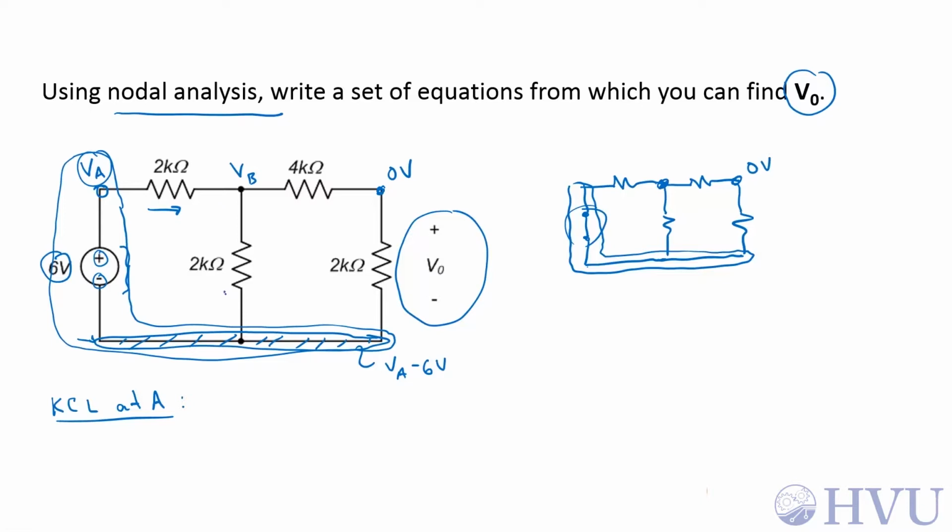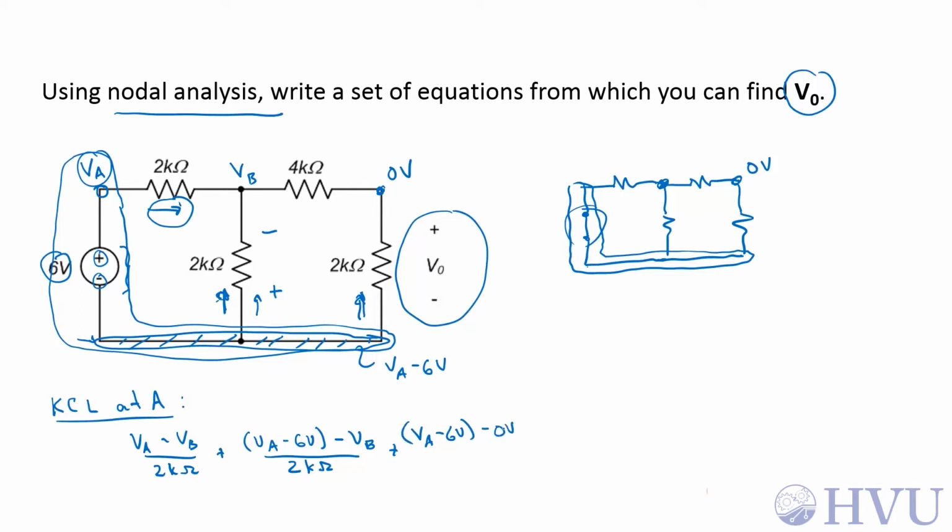So summing the currents leaving that node, this direction, and this direction, so VA minus VB over 2 kilo ohms is this current here. This current is going to be VA minus 6 minus VB over 2 kilo ohms. So this current's going in this direction. I treat this as the positive voltage and this is the negative voltage. Plus this current here, which is going to be VA minus 6 volts minus 0 volts over 2 kilo ohms. That sums to 0. Now let's do KCL at B.